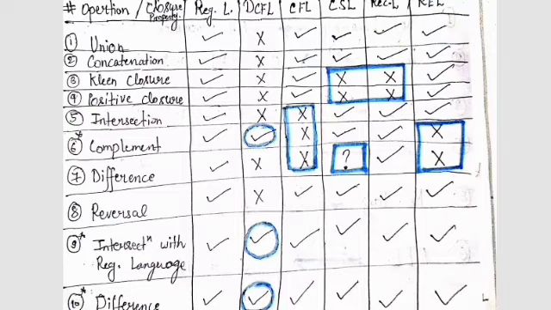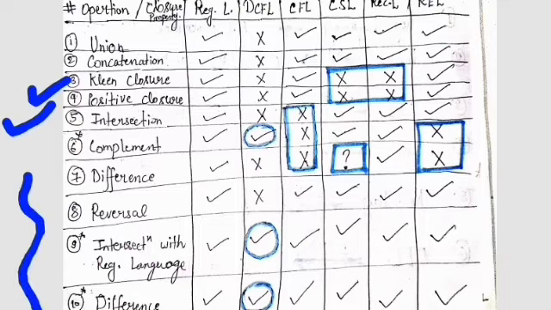Now move on. The next language is recursive language. Recursive language is also not closed under Kleene closure and positive closure. Otherwise it is closed under all other properties.